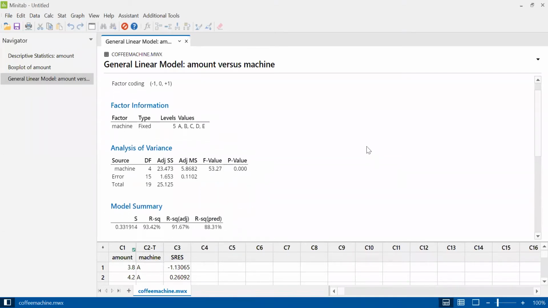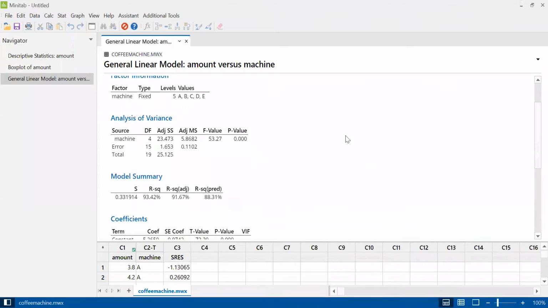Okay, so let's take a look at the output. Remember, we're just using the ANOVA, the analysis of variance. Look at my p-value, it is very small. If the p-value is very small, it's saying that one of the means is different. I'm not surprised because my box plots were all over the place. So this is now the case where I want to do the follow-up.